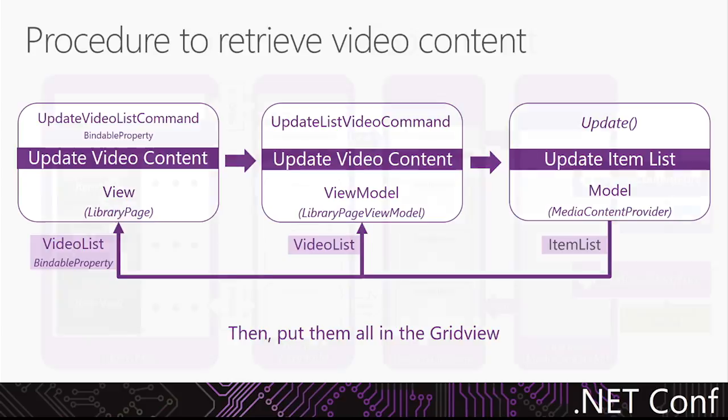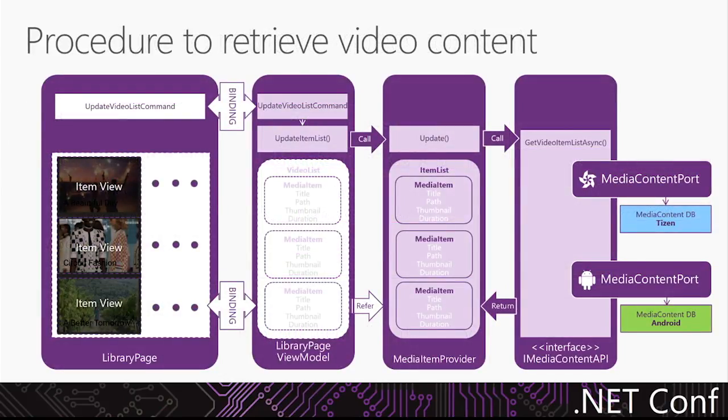So this is the basic flow of the library view. At first, the update video list command will be executed. The view model takes the command and then executes this function. Then the function will trigger the update function in the model, which will provide the content. Then the actual platform will provide the content using a dependency service.